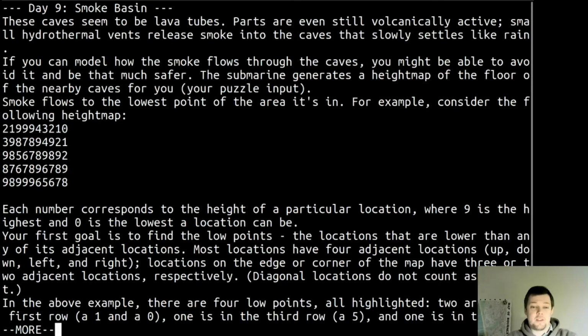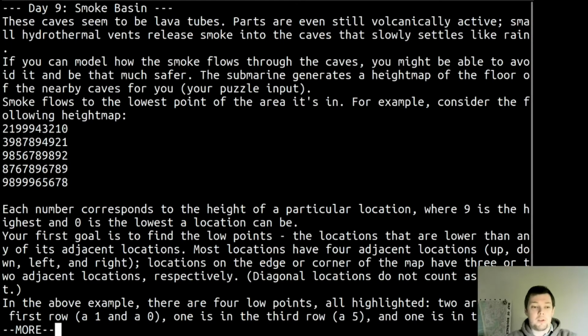These caves seem to be lava tubes. Parts are even still volcanically active. Small hydrothermal vents release smoke into the caves that slowly settles like rain. If you can model how the smoke flows through the caves, you might be able to avoid it and be that much safer. The submarine generates a height map of the floor of the nearby caves for you, your puzzle input. Smoke flows to the lowest point of the area it's in.